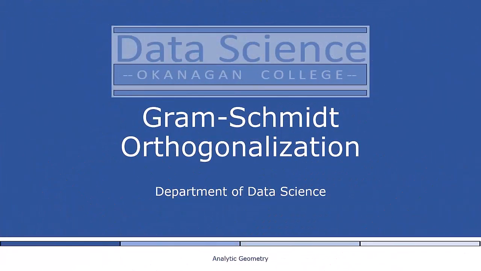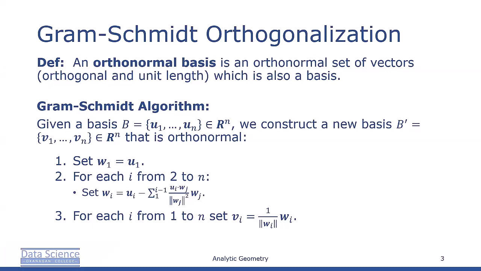allows us to constructively transform any basis into an n-dimensional vector space of orthogonal basis vectors of V. This transformation always exists and leaves the span of the vectors unchanged. Recall that an orthonormal basis is an orthonormal set of vectors, so both orthogonal and of unit length, which is a basis. The Gram-Schmidt method iteratively constructs an orthonormal basis from any basis B.